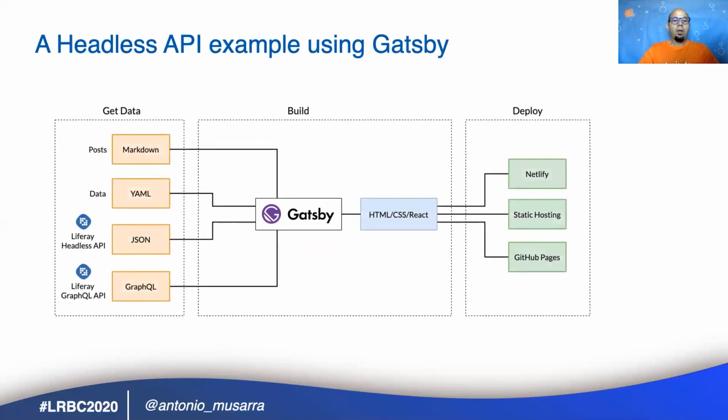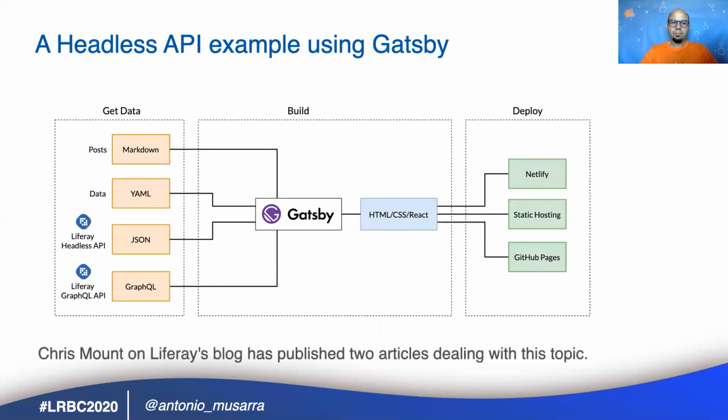In this example, Liferay headless API and GraphQL API are used as data source for Gatsby. The latter will then be used to build the structure of the site or blog. Chris Mount on Liferay blog has published 2 articles dealing with this topic.